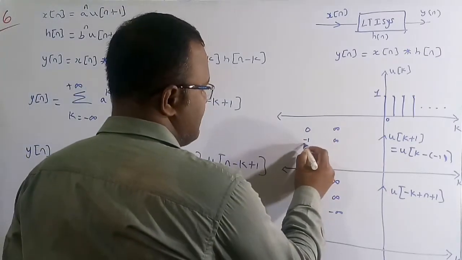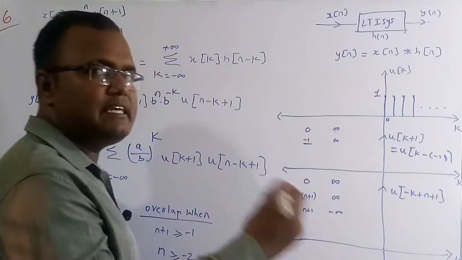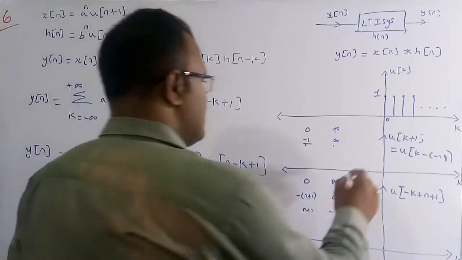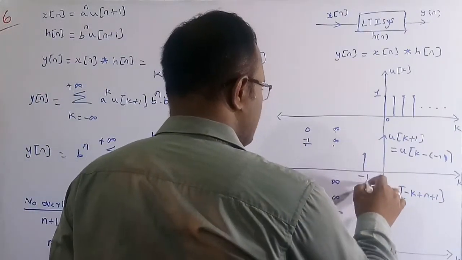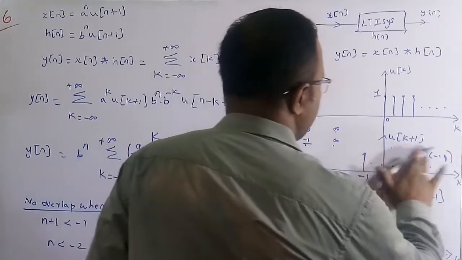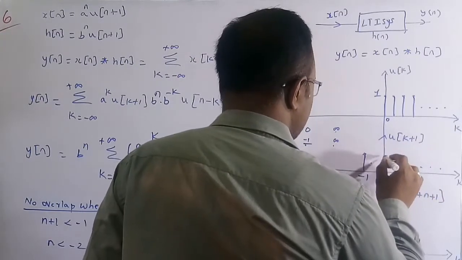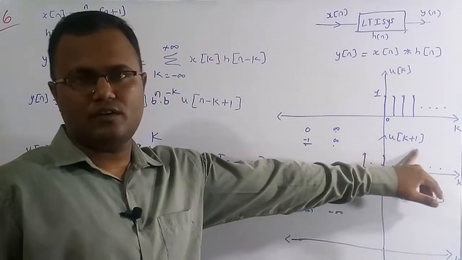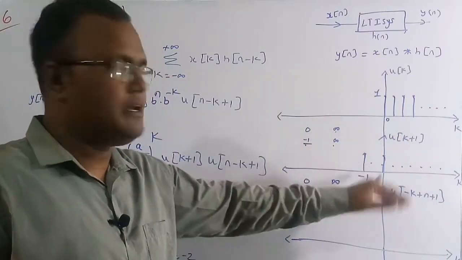0 minus 1 is nothing but minus 1. Infinity minus 1 is again infinity. So this is the initial point and this is the final point. The initial point is minus 1, and similarly it goes up to infinity. So this is the diagram of u of k plus 1. It is nothing but just a shift by minus 1.